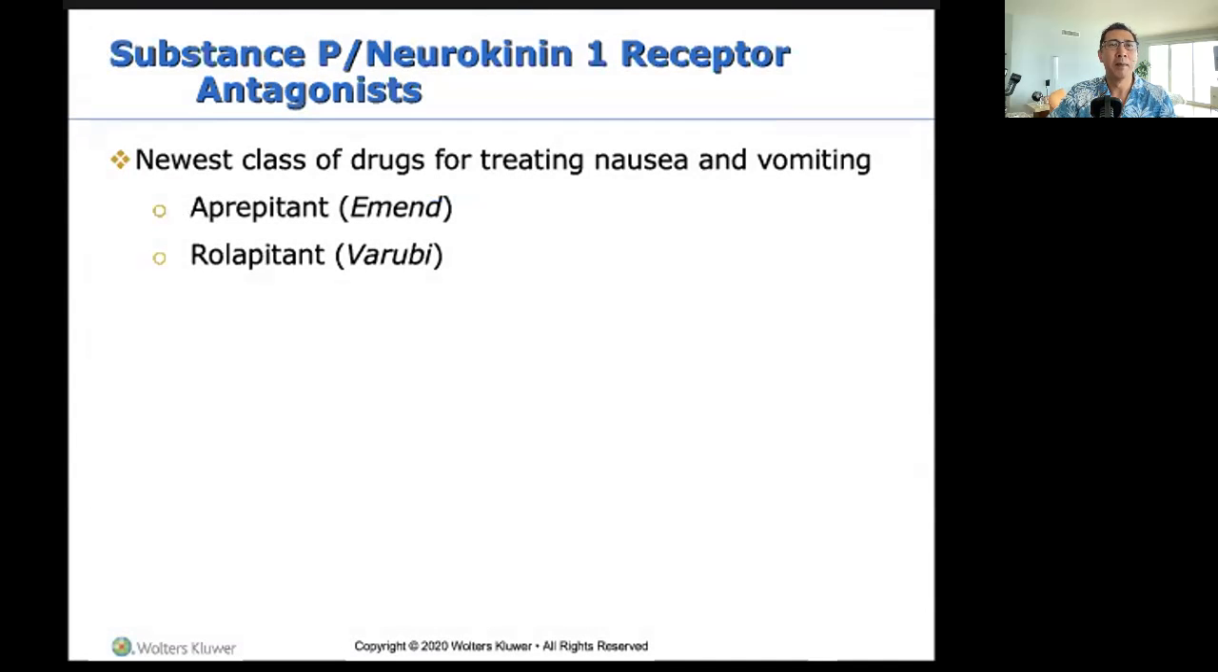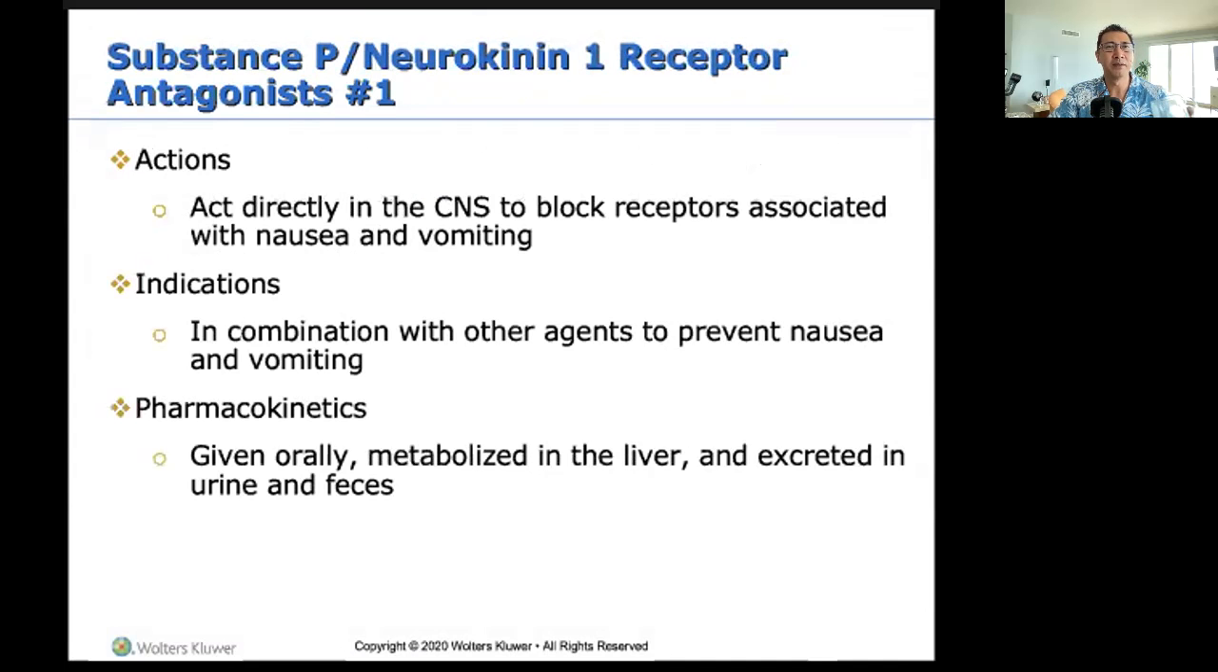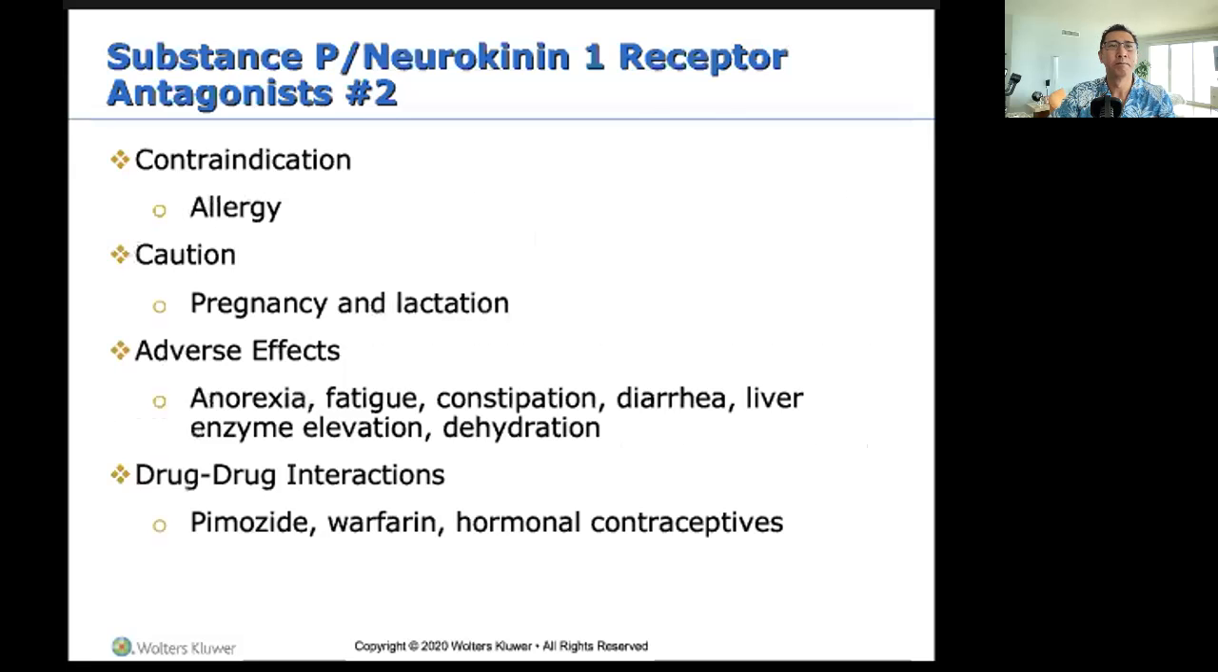Here they are, Emend, Varubi. We don't use these as much, but they're there. They're available. I don't even know if these are available over the counter. Same indications, same contraindications, and as with the others, it just has a different chemical structure. It's the same. There's nothing different here.